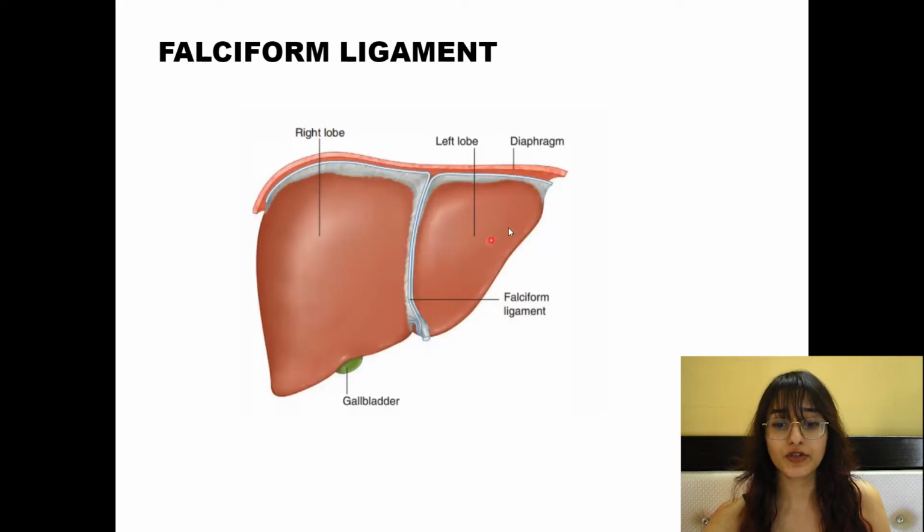Falciform ligament divides the liver into 2 lobes, a left lobe and a right lobe, and you can see the left lobe is comparatively smaller than the right lobe. On the free end of falciform ligament, we have another ligament named ligamentum teres. Ligamentum teres is the remnant of umbilical vein. In fetus, umbilical vein brings oxygenated blood from the navel to the liver.